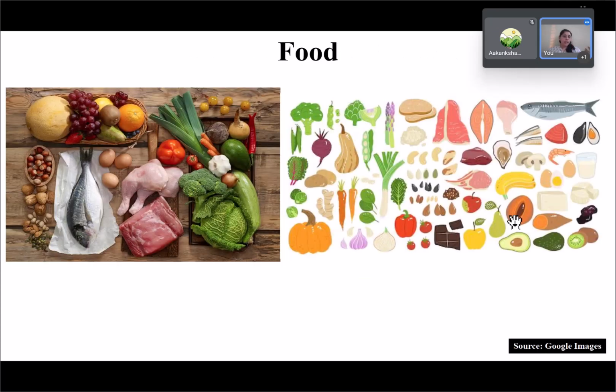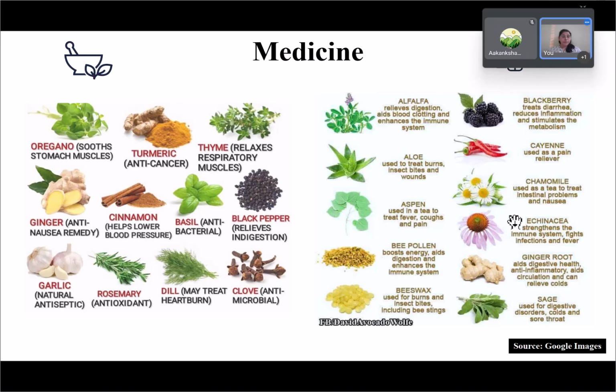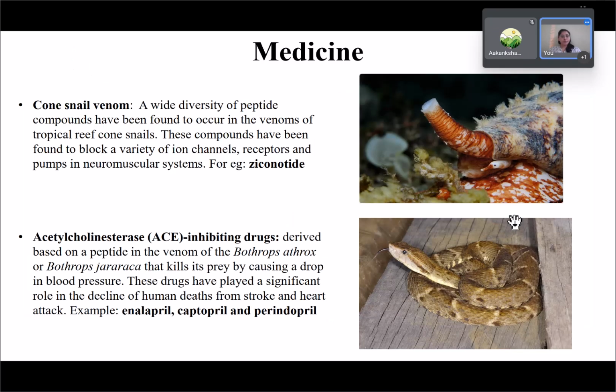So food, I am sure I don't have to explain to you that anything that we eat comes from biodiversity, be it animal, be it plant, be it any other source where the food raw material comes from, the biodiversity, nature around us. Medicine, it's not just the product, it's the entire plant as a whole. You have roots, stems, barks, leaves, fruits, seeds, everything can be used for several medicinal purposes. And when I'm talking about medicine, I'm not just restricting myself to plants, I am also talking about animals.